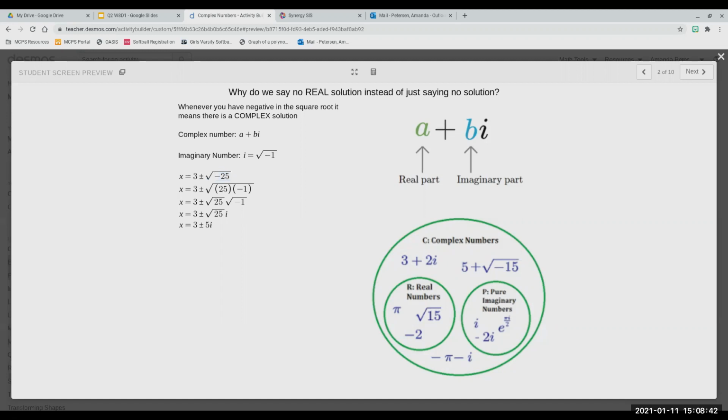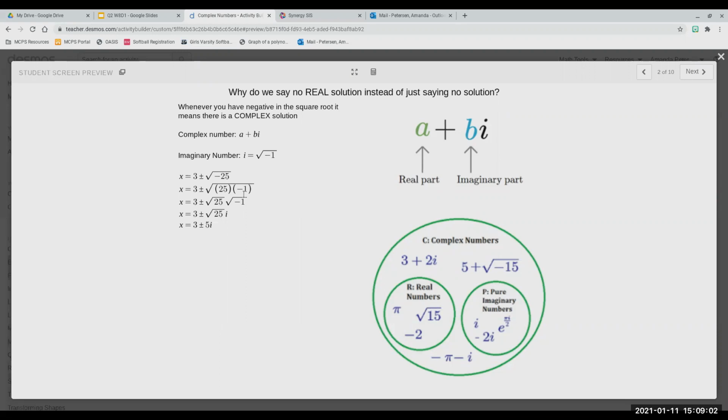So negative 25 is going to split into a positive 25 and a negative 1. The reason I do that is because 25 times negative 1 is negative 25. So it's still the same thing underneath the square root. I just broke it into 2 different numbers.